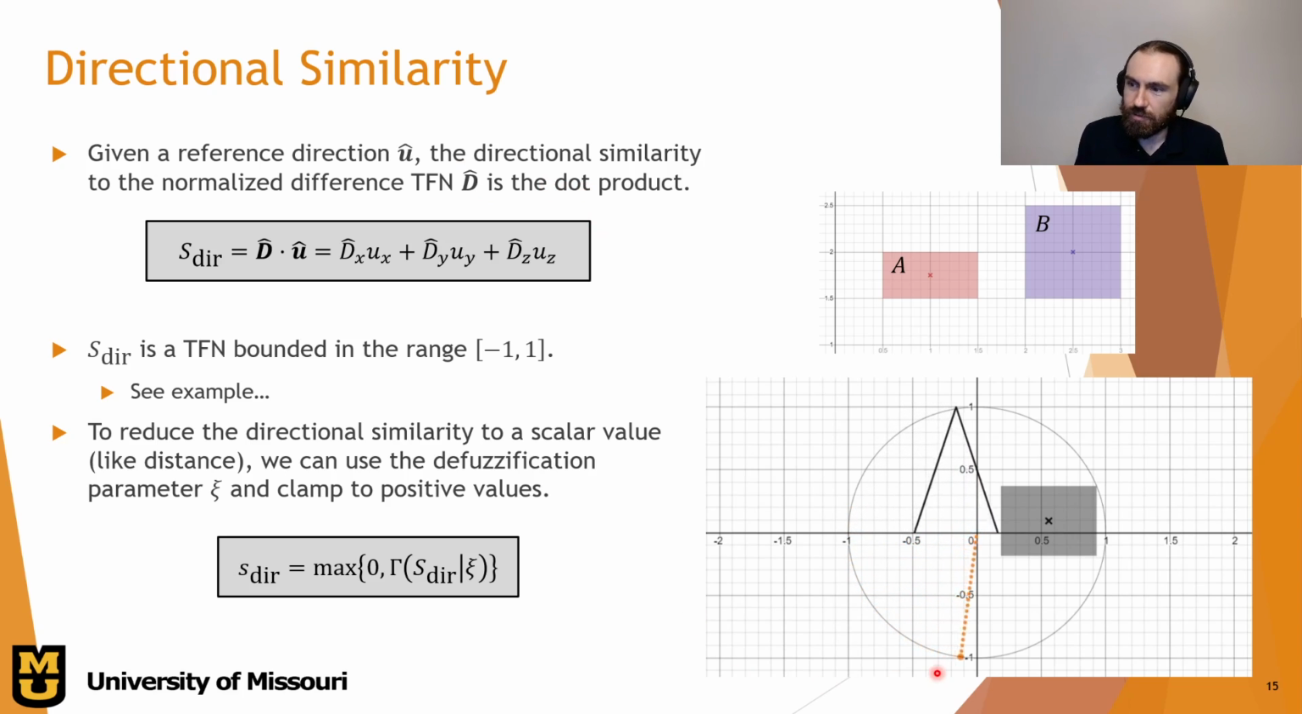And so if we do that, we'll end up with a similarity value that's a triangular fuzzy number that ranges between -1 and +1, depending on how similar that direction is to our query direction. So to make it all positive and fit within our framework of 0 to 1, we can just clip it to a value of 0 and say anything greater than 0 is what we'll keep, and anything less than 0 we'll just clip to 0.